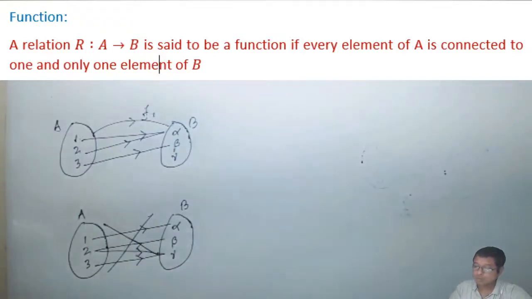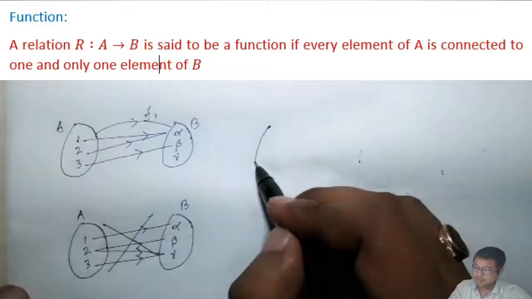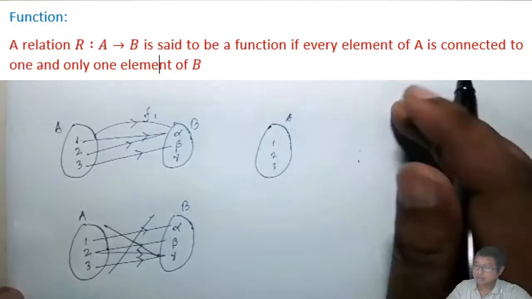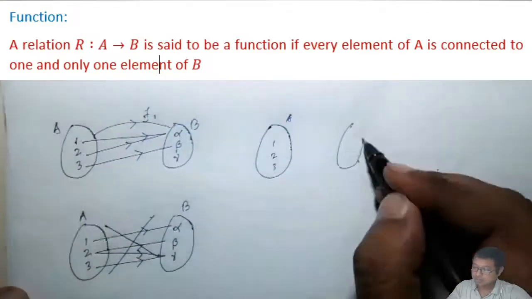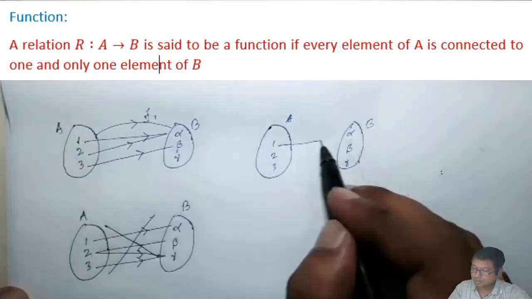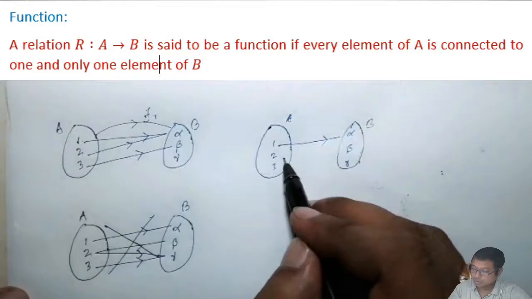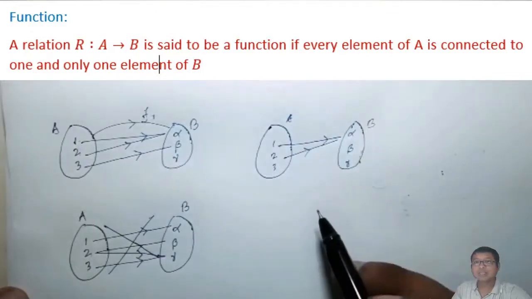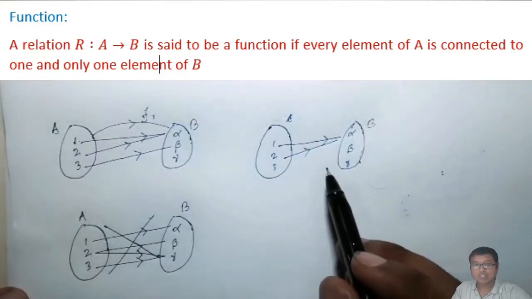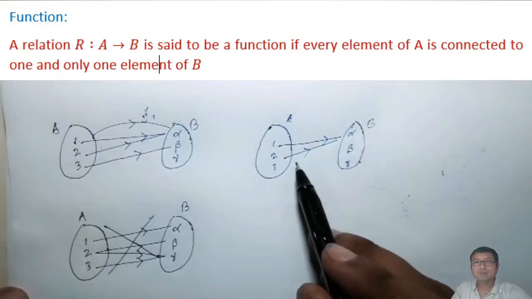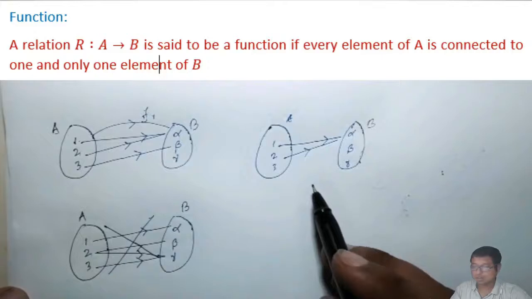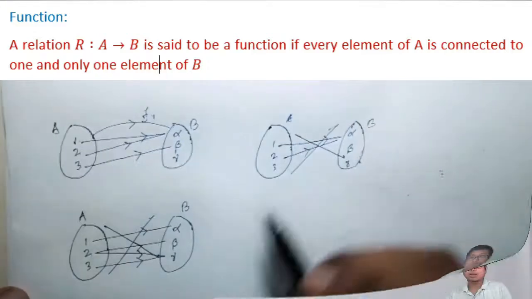Let me consider one more example. Suppose A is 1, 2, and 3, and B is alpha, beta, and gamma. Suppose 1 is connected to alpha, 2 is connected to alpha again. Now the question is whether this is a function or not. Again, this is not a function. Why? Because every element of A is not connected to the element of B. The first condition is violated. So this is again not a function.